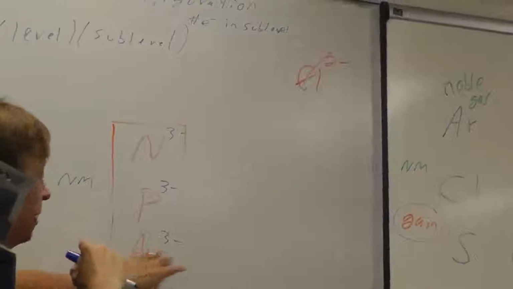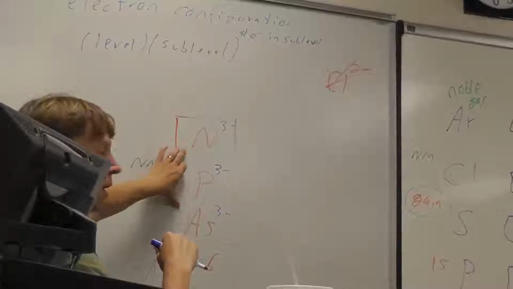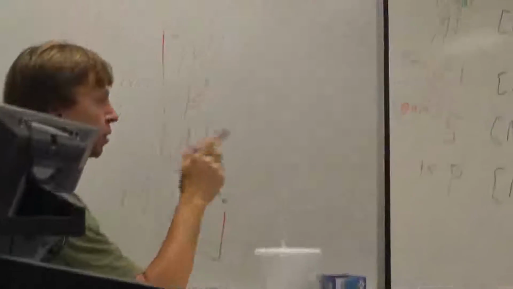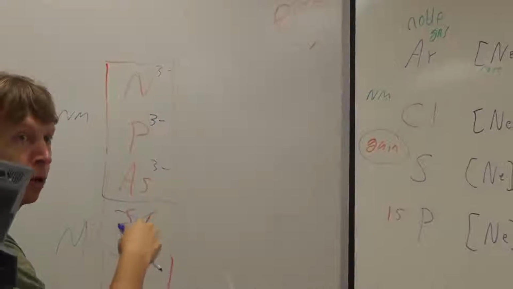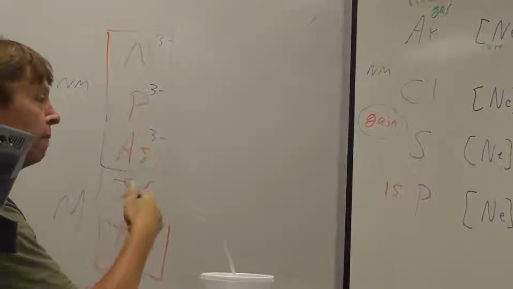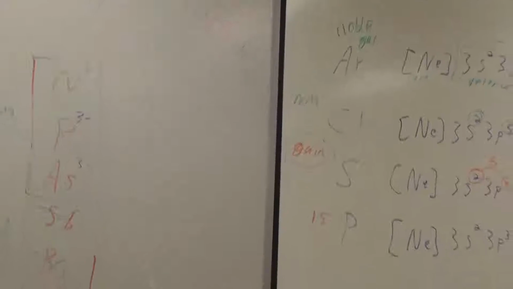So the zigzag line is your boundary of behavior. The nonmetals in the group behave alike. The metals in the group will behave alike, but the metals and nonmetals are different, okay? Still, you go by the zigzag line. The zigzag line tells you whether you gain or lose. But the configuration then is going to tell you how many they gain or lose. Question.